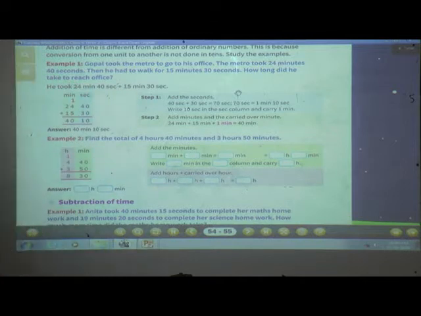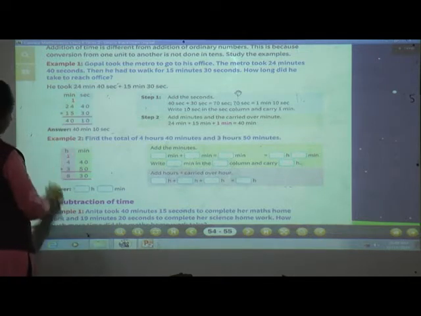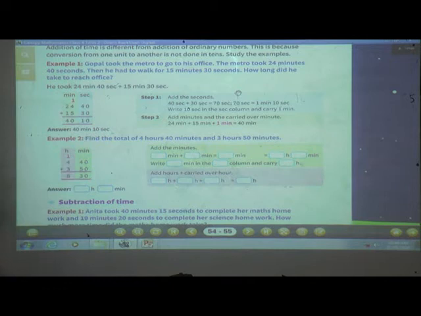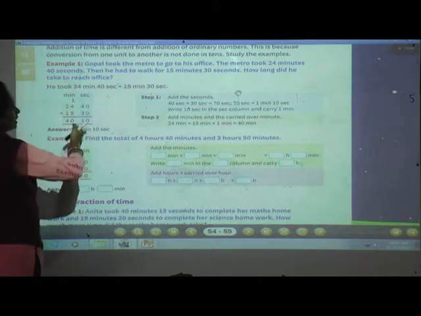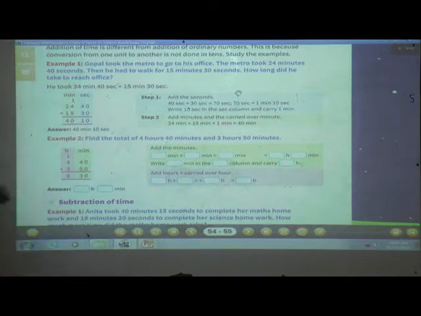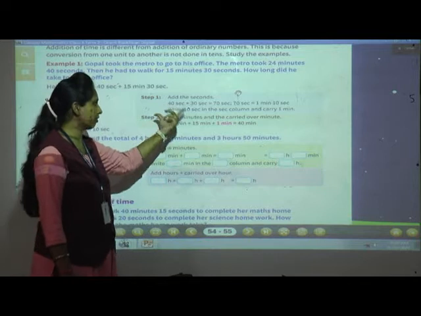Then what do we have to do? We have to arrange both the numbers one below the other. Okay, then we have to add. But before adding, see, here we cannot go unit-wise, ones and tens. Why? Because here we need to convert seconds into minutes. So first you have to add seconds as rough work.